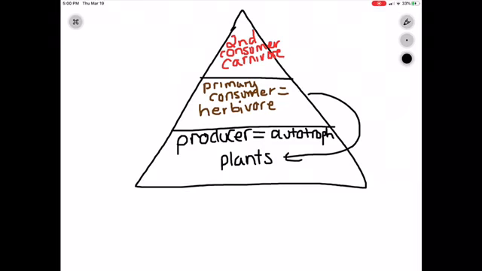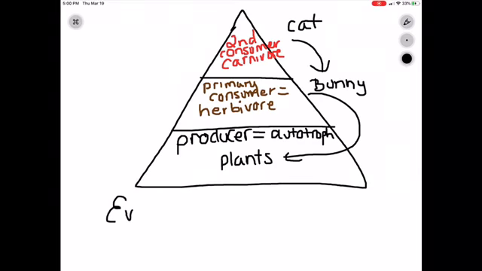So as I said, the example for a primary consumer we can say is a bunny. So the bunny is going to eat the plants. And then what's going to eat a bunny? Maybe a cat. So our cat would be our secondary consumer. Our carnivore is going to eat the bunny. The bunny eats the plant. There's our food pyramid.